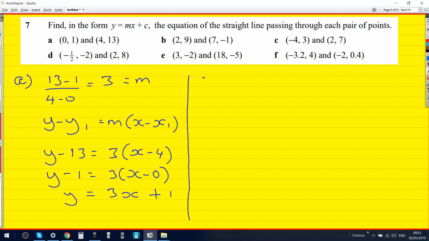Okay, how about f? Is it just the same way? So we've got 0.4 minus 4 and minus 2 plus 3.2. That's it.